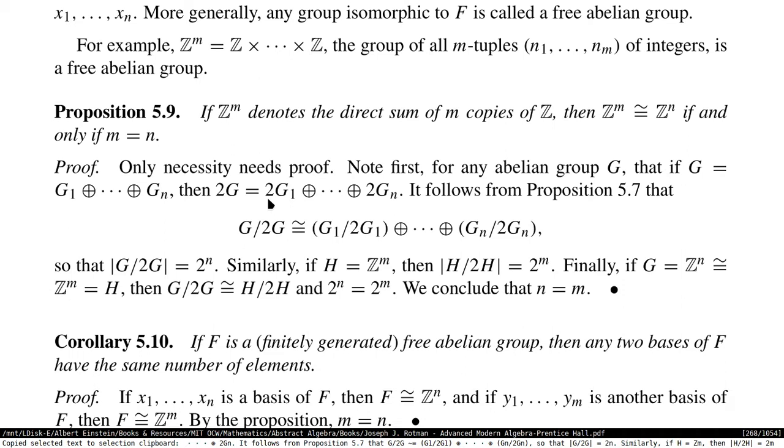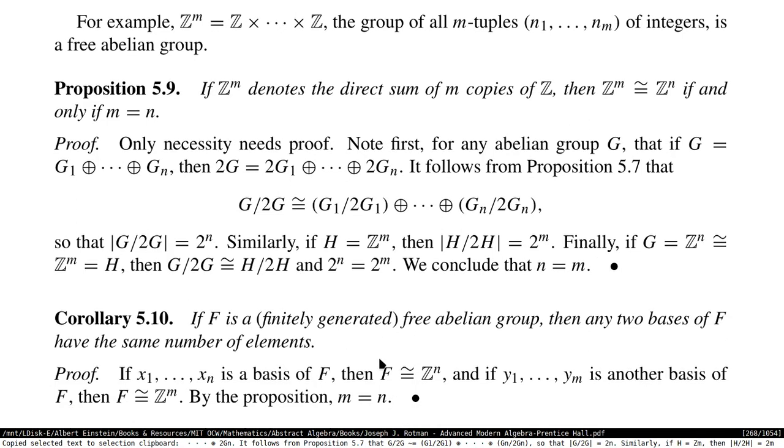Now you do the same for Z to the m. Basically, if you have Z to the m, then Z to the m mod 2 Z to the m, which is basically h here, then you're going to get the cardinality as 2 to the m, right? Now finally, if you have two things that are isomorphic, Z to the n and Z to the m, then the cardinality happens to be the same, right? So if that's the same, then the exponents have to be the same.